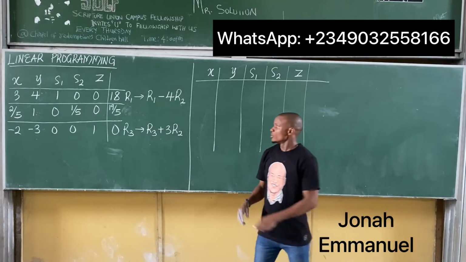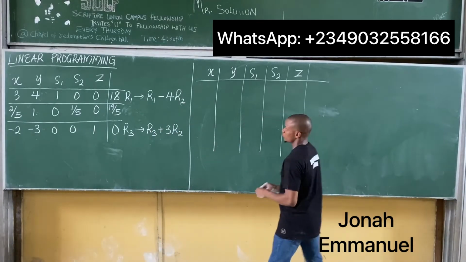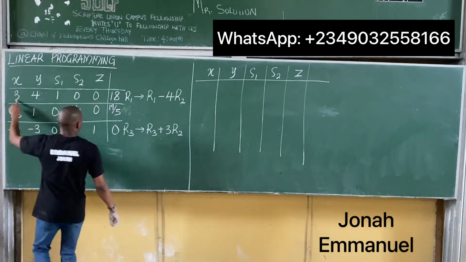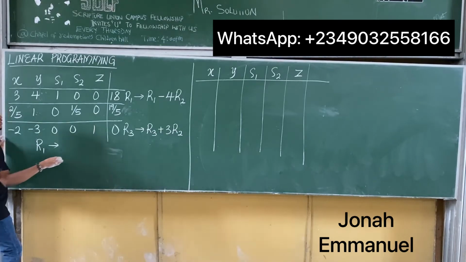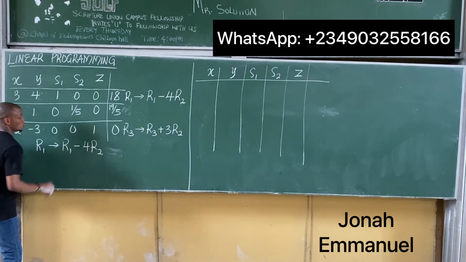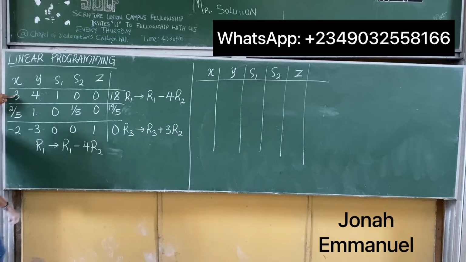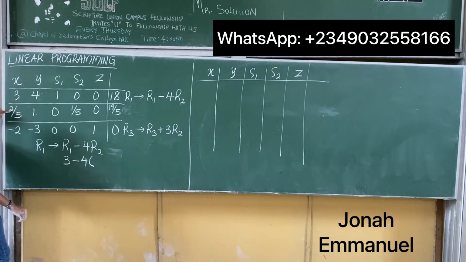So we said, look at this. Row 1. We said row 1 is equal to row 1 minus 4 row 2. Start with this first. Row 1 gets what? 3 minus 4 into, what is the row 2 equivalent?